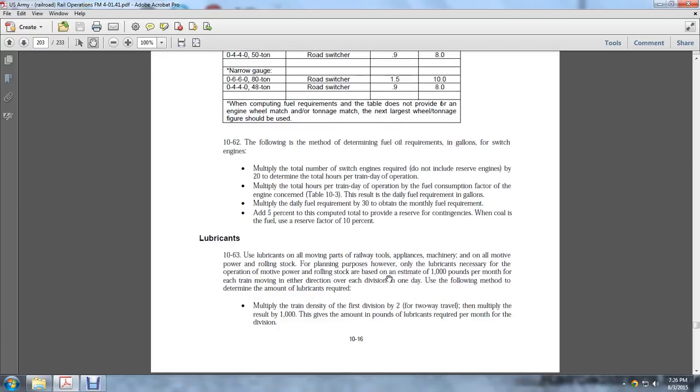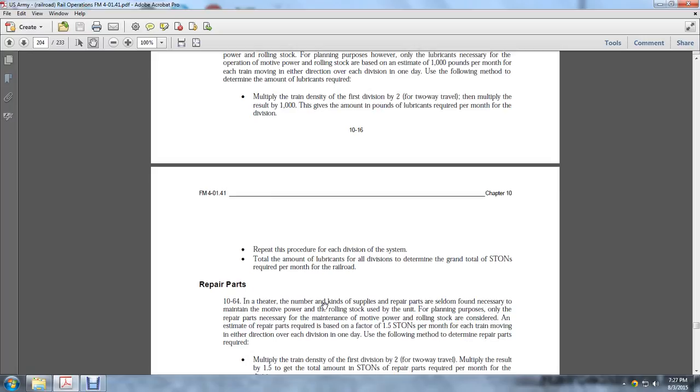Lubricants are used on all moving parts of railway tools and appliances, machinery, and on all motive power and rolling stock. The lubricants necessary for the operation of the motive power and rolling stock are based on an estimated 1,000 pounds per month for each train moving in either direction over each division. Use the following method to determine the amount of lubricants required. Multiply the train density of the first division by 2 for two-way travel, and multiply the result by 1,000. This gives the pounds of lubricants required per month for the division. Repeat these procedures for each of the divisions. The total amount of lubricants for all divisions is determined by the grand total of short tons required per month for the railway.